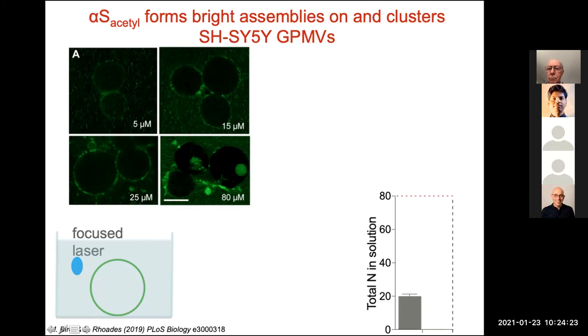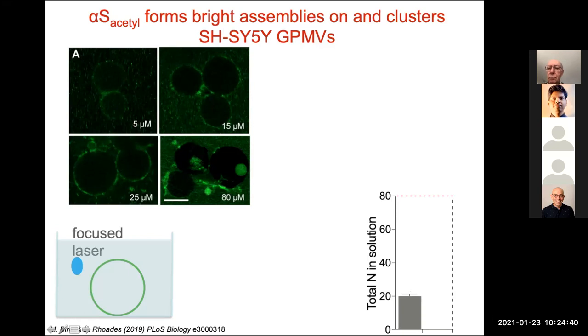And what you can see is as we add our fluorescently labeled synuclein to these vesicles, not only do we get binding to the vesicles, but as we add more and more protein, we start to get sort of clustering of the vesicles and also these clusters. So it's not binding uniformly along the surface of the vesicles.